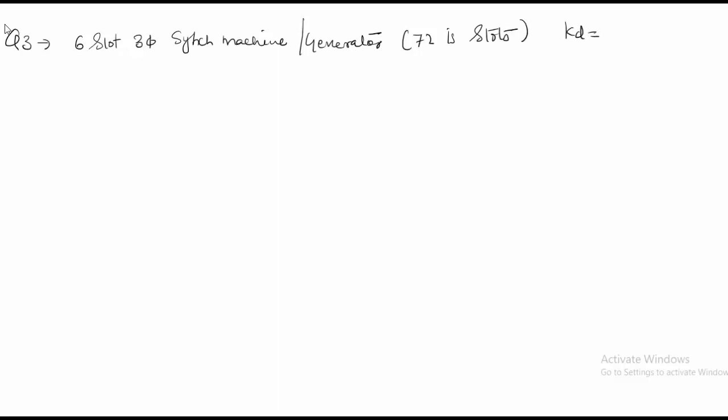So again the next question is, for the same machine, there is a 6-pole 3-phase synchronous machine or generator with 72 slots, and the KD which was calculated is equal to 0.958, and the pitch factor is equal to 1, that is the windings are full pitched.